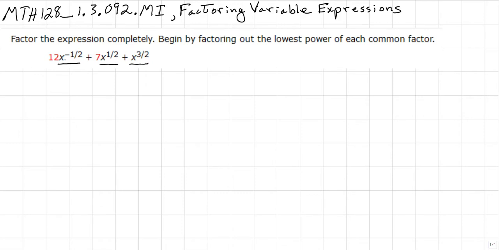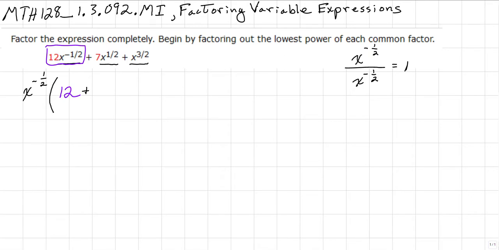And so when we factor out x to the -1/2 power, really what we're doing is we're dividing. For example, the first one is x to the -1/2 power, and I would divide by x to the -1/2 power, which is simply going to be equal to 1. So in this case, when I factor out x to the -1/2 power, this first term is now simply going to be 12. Then we're going to add to that the next term, and let's look at that.